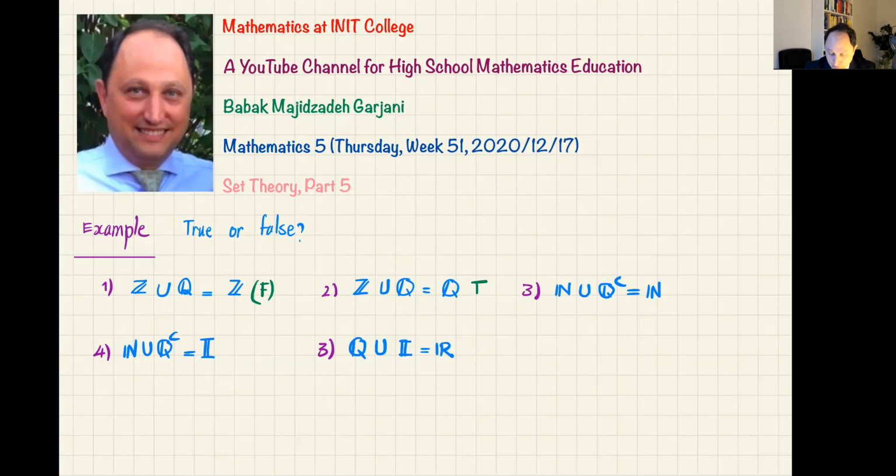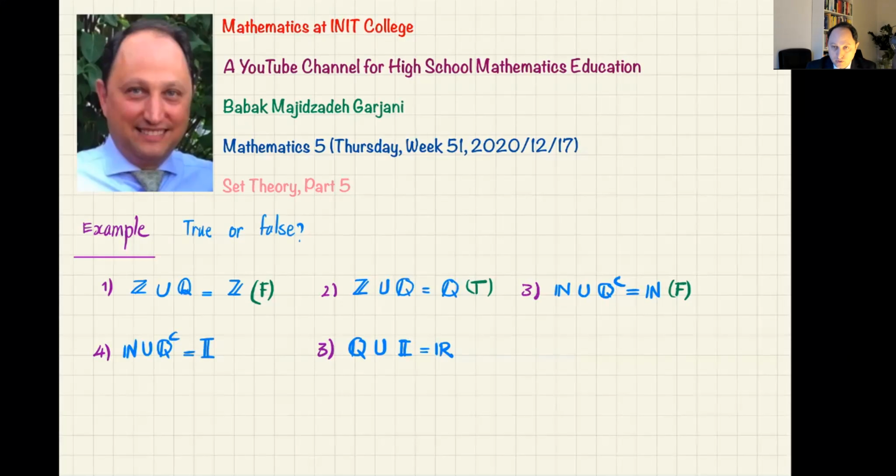What about the other one? N union Q complement is equal to N. False. That's also false, yes. Why is that false? I need to cook up a counterexample. I need to show there is an element which is on the left-hand side and is not on the right-hand side, or the other way around.